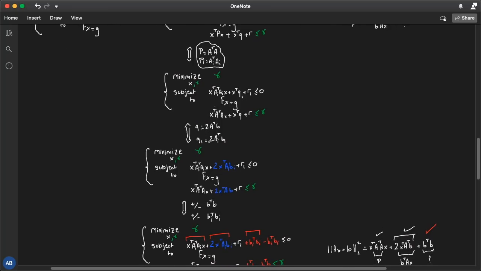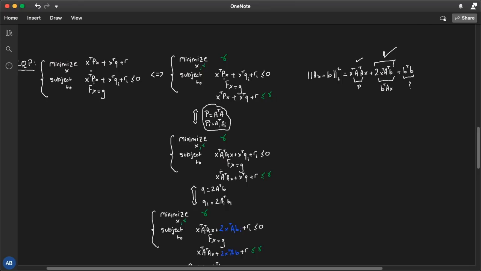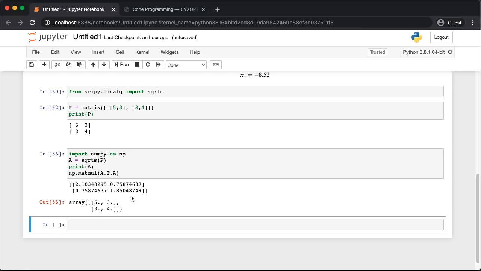The second thing you'd want is your Q. Okay? Your Q. How do you get your Q? Well, you see that Q is 2A transpose B. Okay? And B is not given in the initial problem and A is not given. Well, we got A over here. How do you get B? From Q and A.